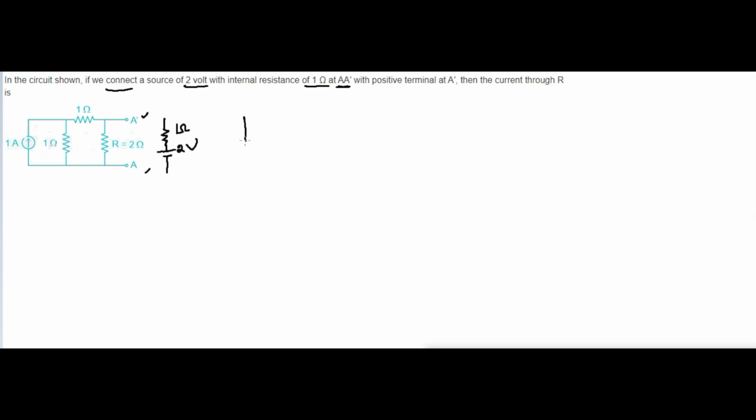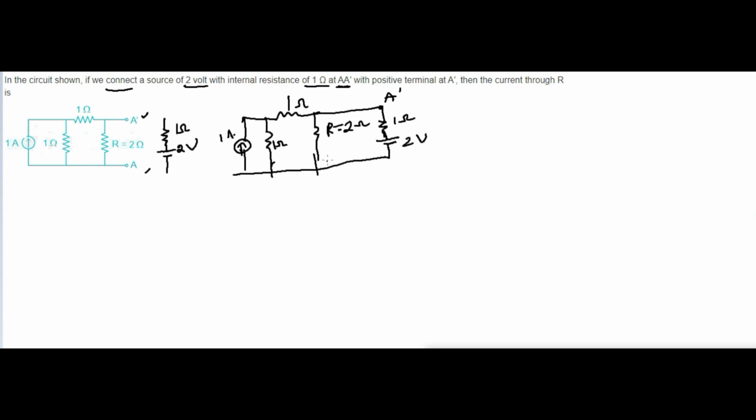How I redraw is the same as usual, 1 ampere, and then you go for the next, which is 1 ohm, and here another thing is available. This is 1 ohm, and in the next branch you have 2R equal to 2 ohm. Then at this A dash you have to connect 1 ohm as well as the 2 volt, and then make a simple combination. What they have asked is, after applying this, the current through R.